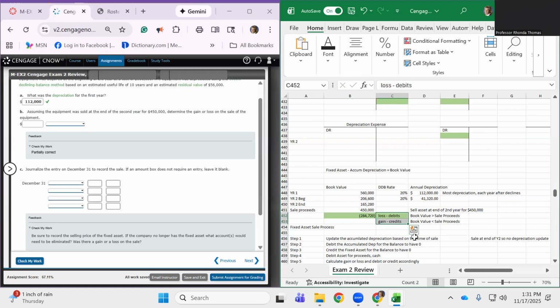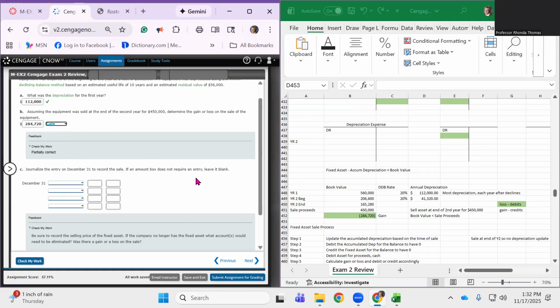Now remember, losses are debits, gains are credits. I'm going to put this notation over here to get it out of the way. This is actually a gain because the book value is less than the sales proceeds. So that's how this is going to work. And there should be the amount of the gain. So I got 284,720, and we've got a gain.